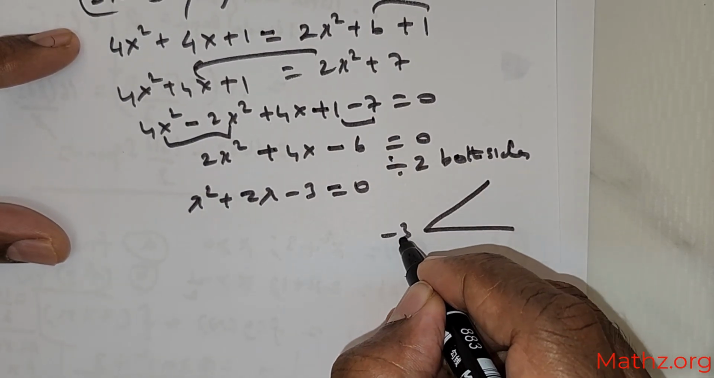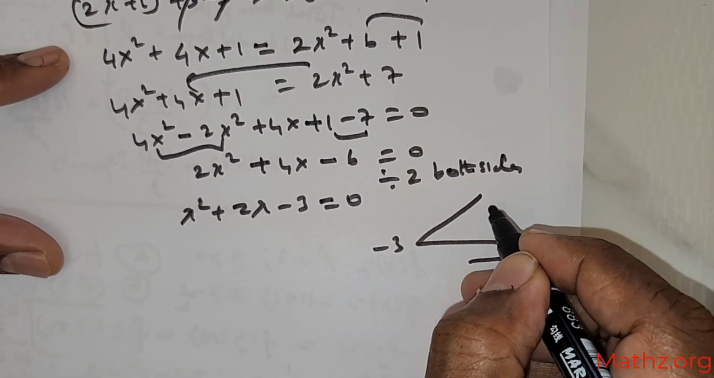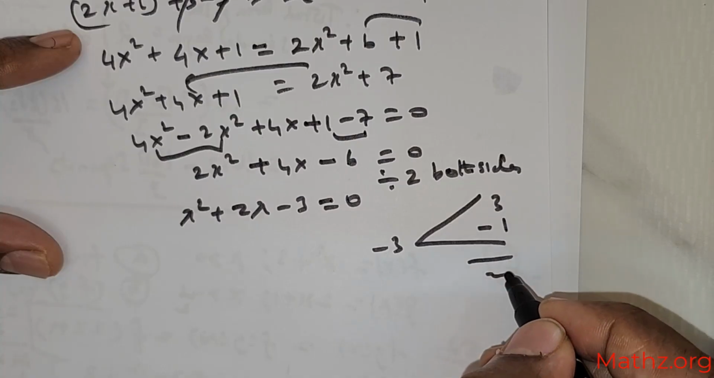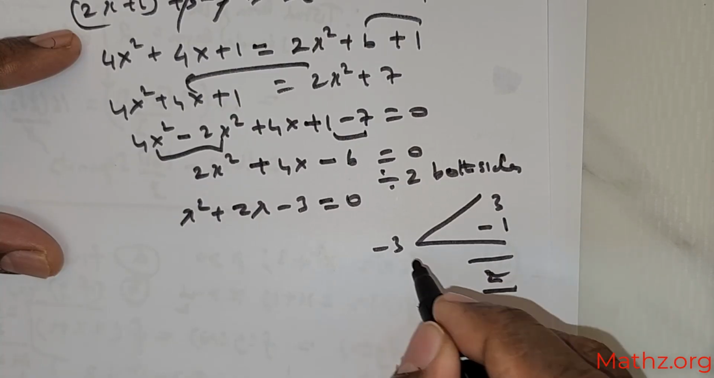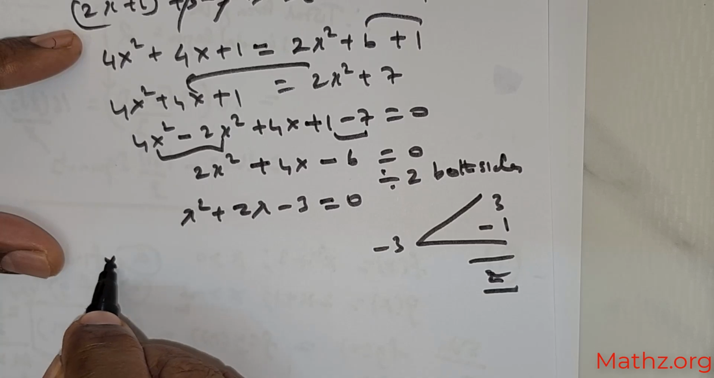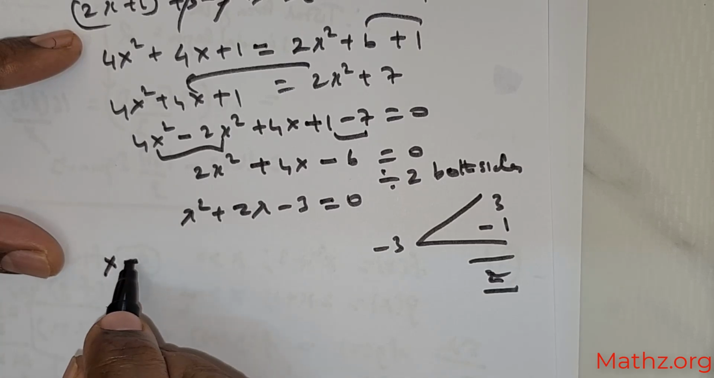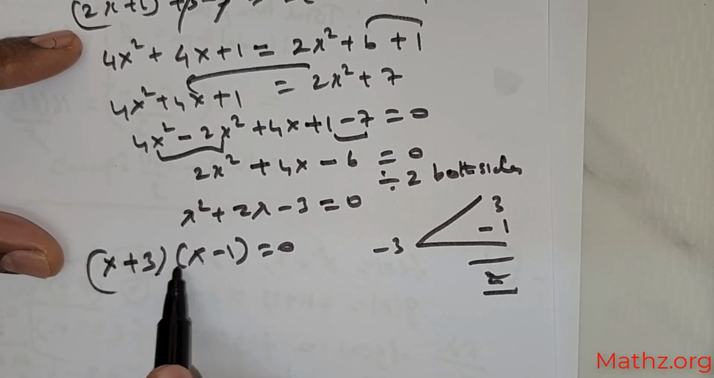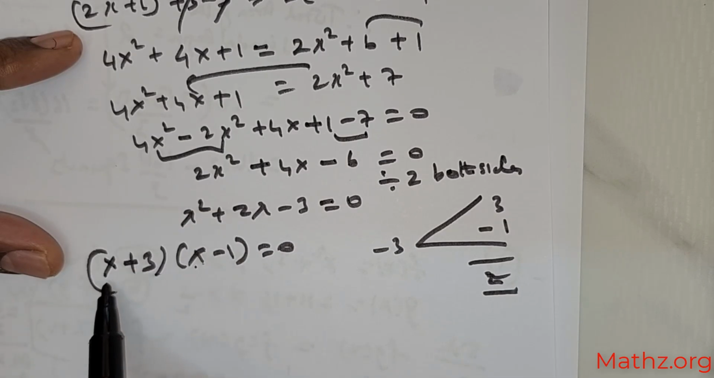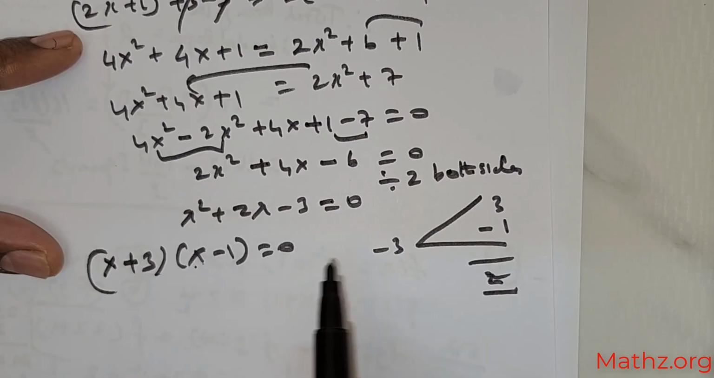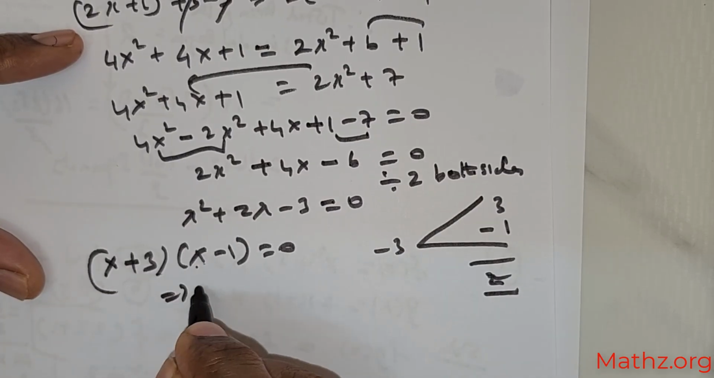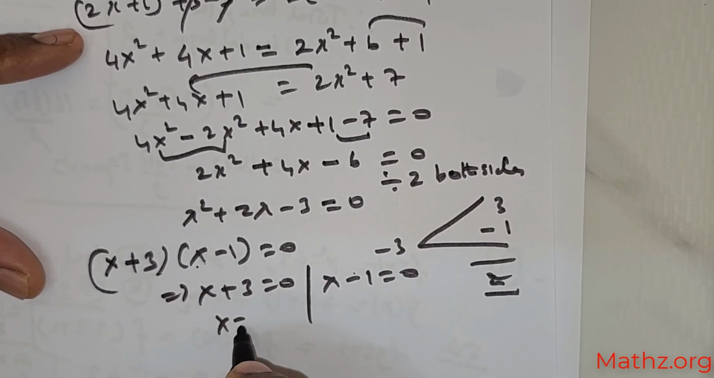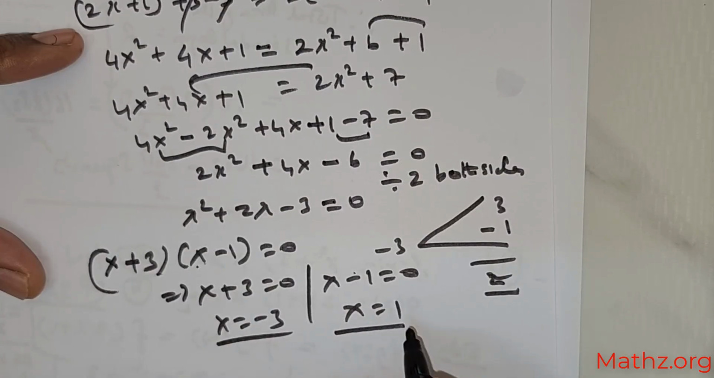Now you have to get a -3 and a 2. So what I'm going to do, I'm going to say 3 added with -1 will give you 2. 3 times -1 will give you -3. So this is going to be (x + 3)(x - 1) = 0. x times x squared, this is 3x and this is -x, so you get 2x and -3, fair enough. So from here, x + 3 = 0, x - 1 = 0, x = -3 and x = 1.